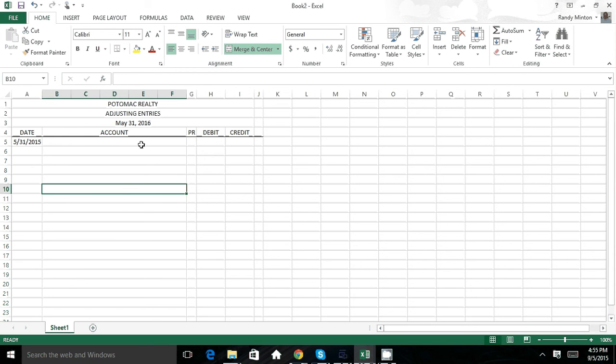Now, I've gone ahead and created for you a simplified journal, if you will. On my journal here, I have a date, an account, a PR column, which stands for posting reference. We won't be posting the journal to the ledger in this case, but I put it out here so that you can see what it's supposed to look like. A debit and a credit column.